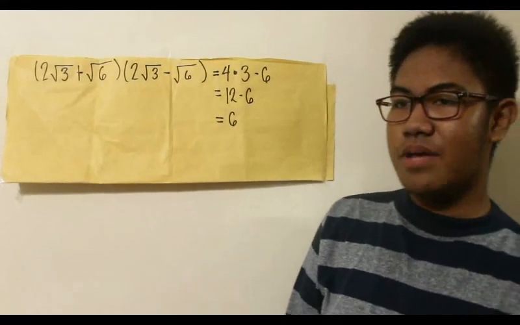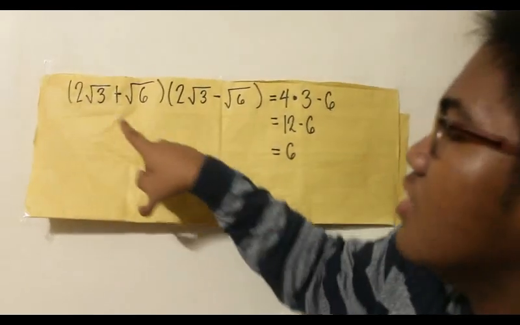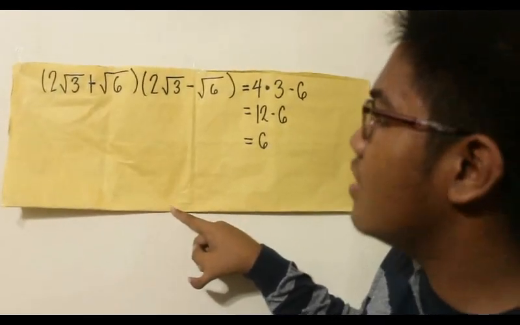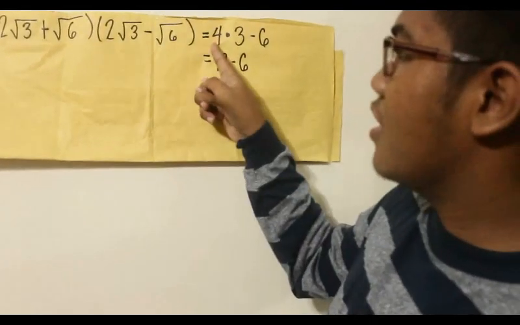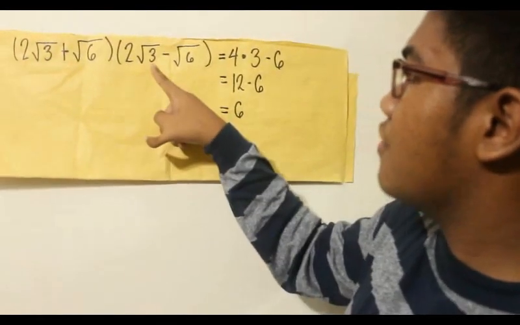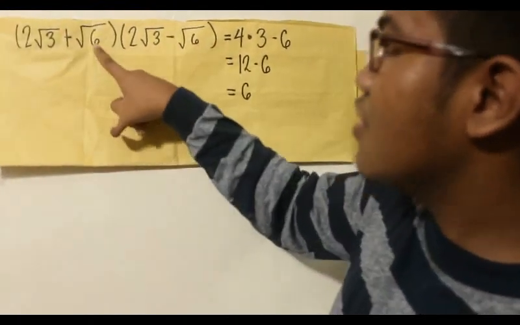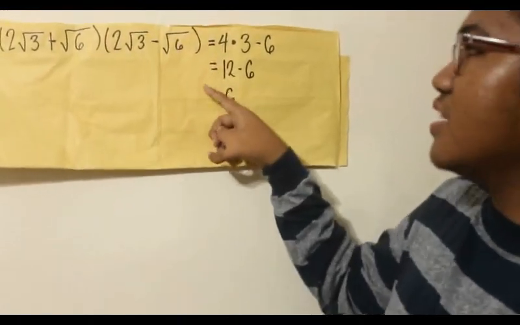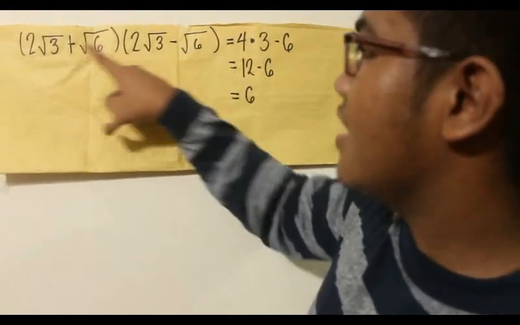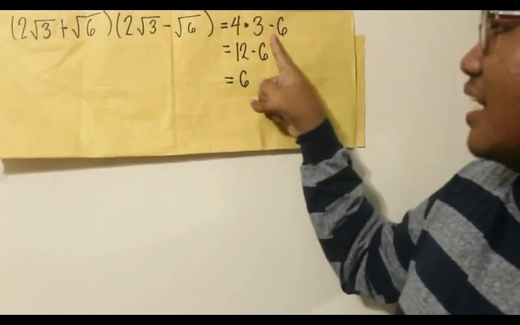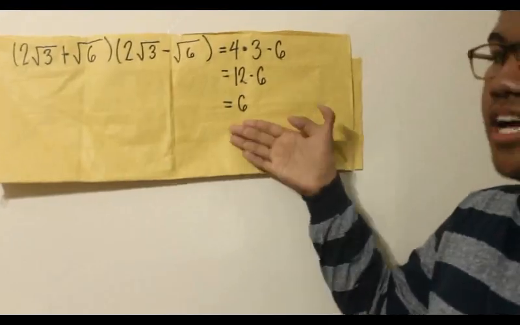So the answer to number 3 of the practice exercise is here. In order to get the answer, we need to multiply whole number to whole number. The whole numbers here are 2 and 2. So multiply 2 times 2, which is 4. Then the square root of 3 times the square root of 3 is the square root of 9, and the square root of 9 is 3. Then the square root of 6 times the square root of 6 is the square root of 36. The square root of 36 is negative 6 since the signs here are different. So 4 times 3 is 12. Then bring down the minus 6. Then 12 minus 6, the answer is 6.